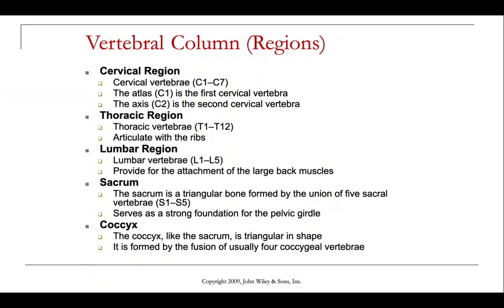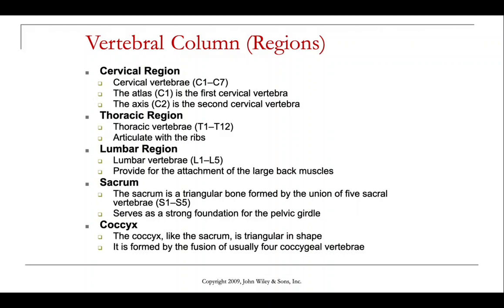So the regions: the cervical region is C1 through 7. The first 2 bones have unique names. The atlas, C1, is the first cervical vertebra. The axis, C2, is the second cervical vertebra. They also have significantly different shapes than the rest of them. The thoracic region, you've got 12 thoracic vertebrae that are going to articulate with ribs. In the lumbar region, it's L1 through 5. These provide attachments for the large back muscles.